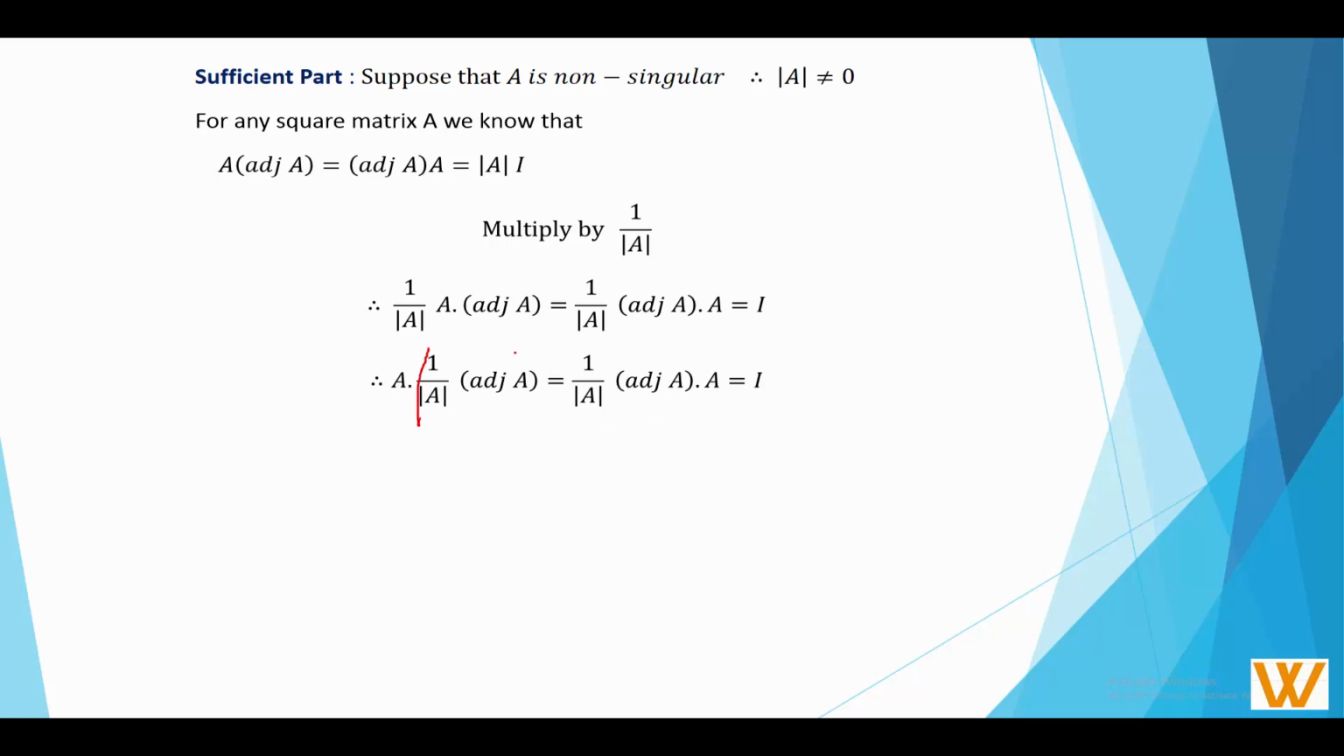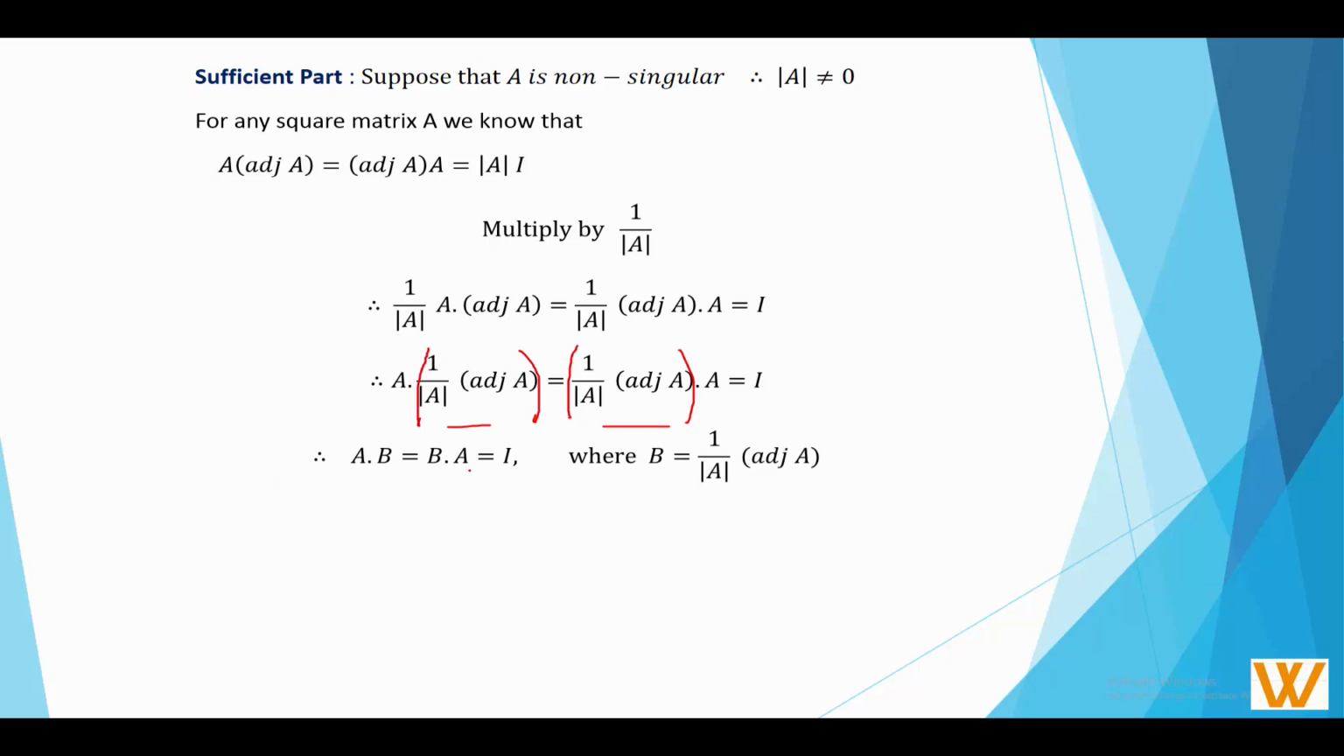Consider these two terms in one bracket, and here also these two terms in one bracket. Assume that this is B. So this becomes A into B equals B into A equals I, which means both are inverses of each other. Hence A inverse equals this matrix B.